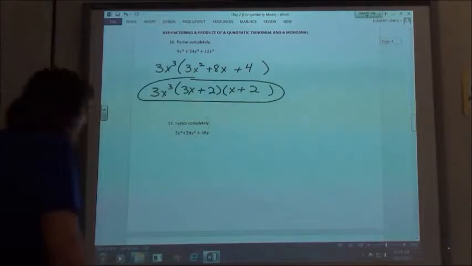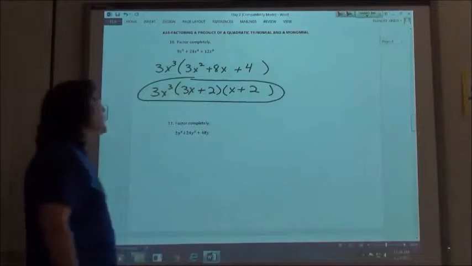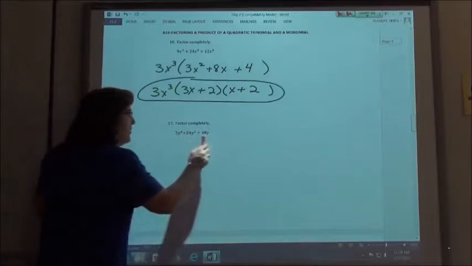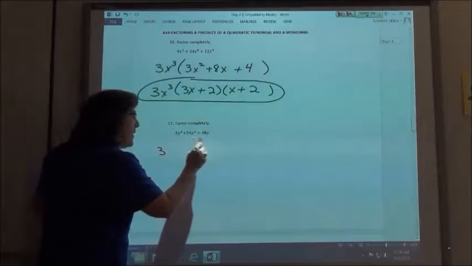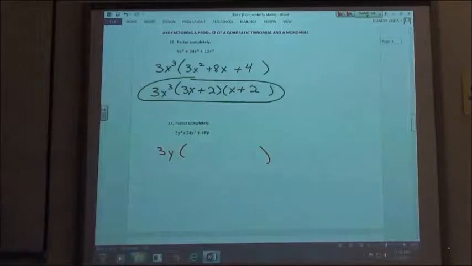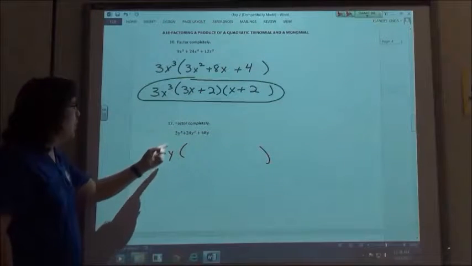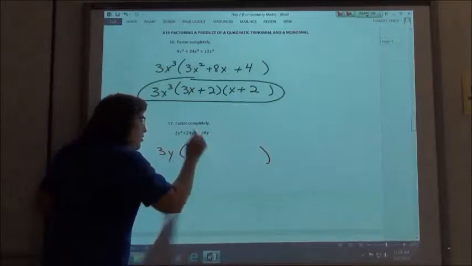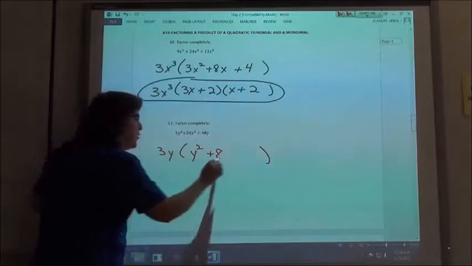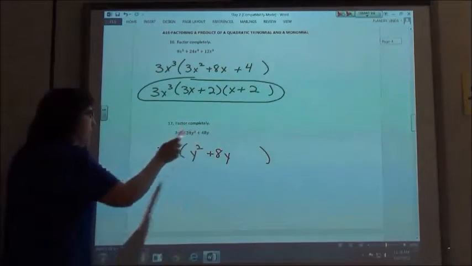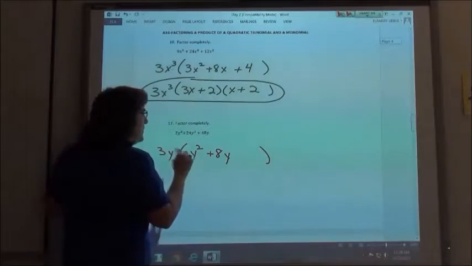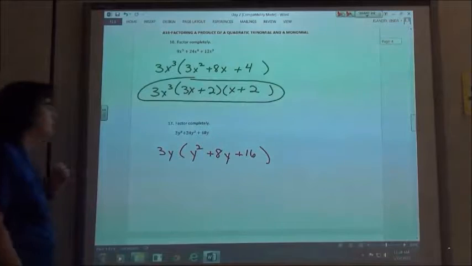So number 17 again tells us to factor completely. When it says factor completely, that's my sign that says look for a greatest common factor. All of these are divisible by 3, and of my variables I can only take out a y. So I'm going to divide 3y out of each of those terms. 3 divided by 3 is 1, and I get y squared, so I don't need the 1 in front. 24 divided by 3 is 8. 2 minus 1 gives me y. And 48y divided by 3, 48 divided by 3, must be about 16, huh?